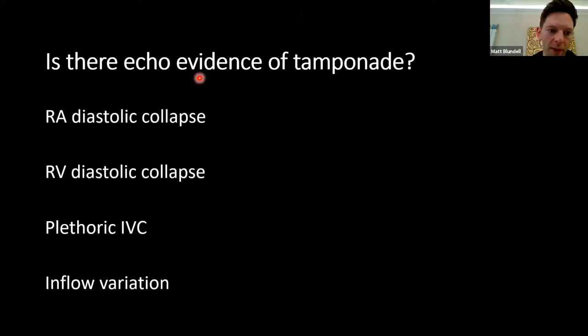There's four things that I think you need to look for. Diastolic collapse of the right atrium, diastolic collapse of the right ventricle, plethoric IVC that Michael's already touched on, and then a bit of more advanced stuff to do with Doppler, which is inflow variation through the mitral and tricuspid valve.